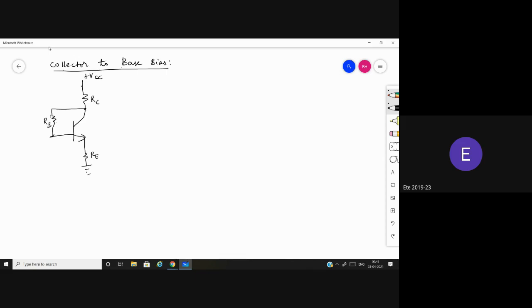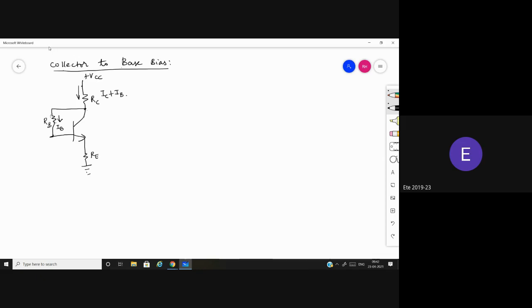In this case, again, when we consider the current through RC, the current flowing through RC will be the sum IC plus IB. And this IB part will be flowing here. But when we talk about the current across RC, it will be the sum of IC plus IB.